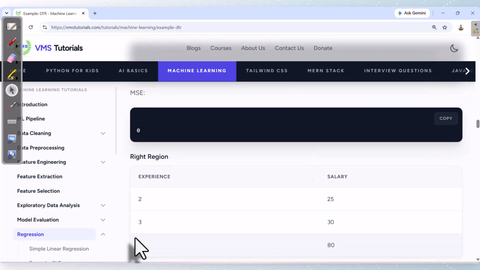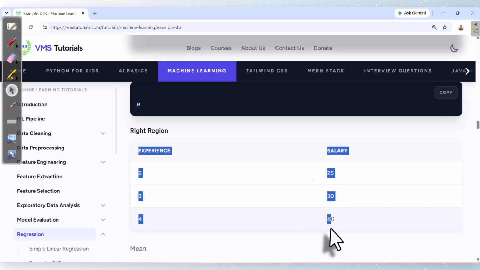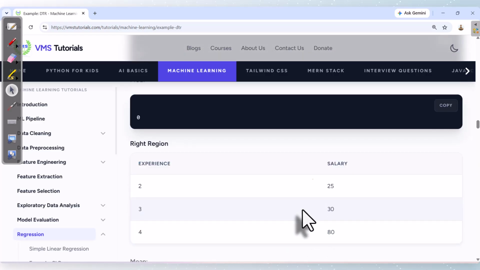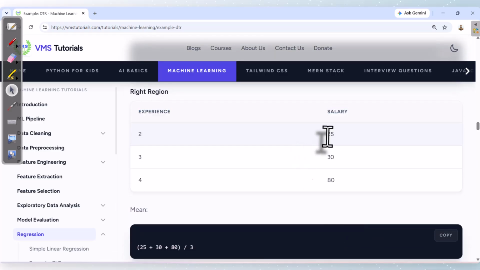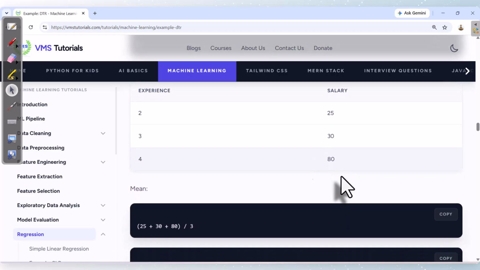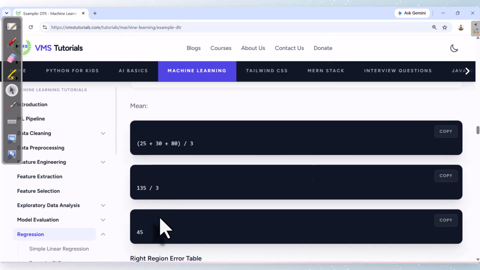Now the right region. Right region means there are 3 points. So try to understand from the data set. I am going to take the first split, that is 1.5. Then you take the right region here. We have 3 points. Now calculate the average of this. 25 plus 30 plus 80 by 3, 135 by 3, that is 45 is the average.